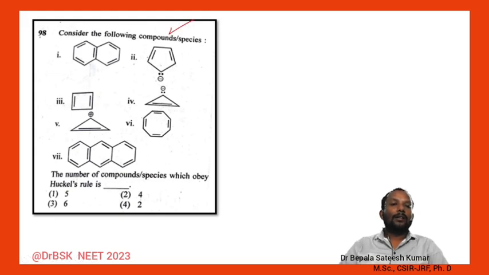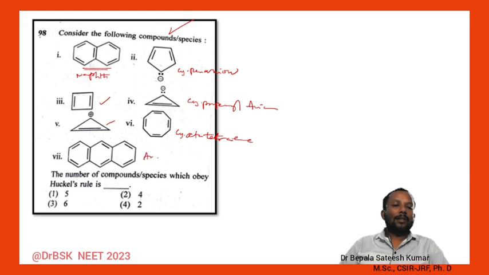Now coming to the aromatics. These are different compounds. This is called naphthalene. This is called cyclopentadienyl anion. This is called cyclobutene, cyclopropenyl anion. This is called cyclooctatetraene, cyclopropenyl cation. This is called anthracene.